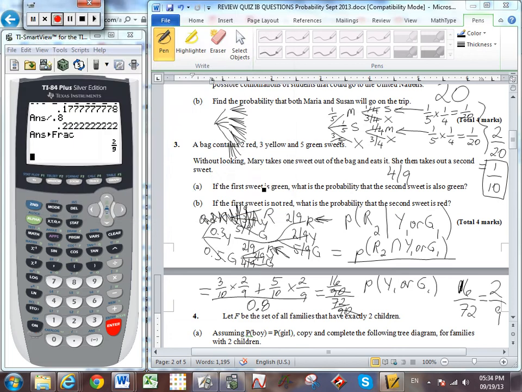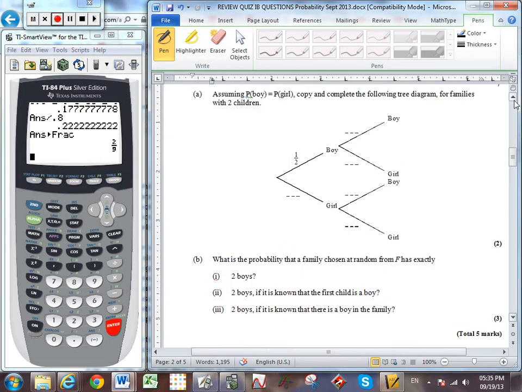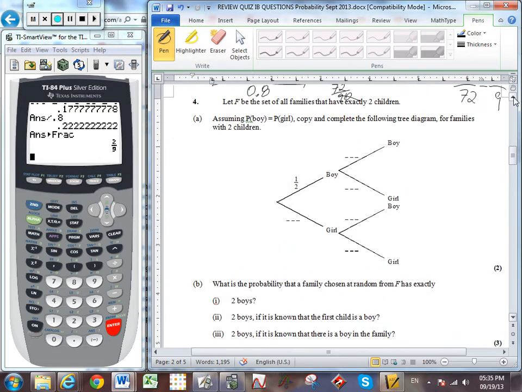Alright, let's move on to question number 4. It says, let F be the set of families that have 2 children. So if the probability of being a boy is equal to the probability of being a girl, then obviously this is also going to be a fraction of 1/2. So they add up to 1. There we go, 1/2. And what comes afterwards?